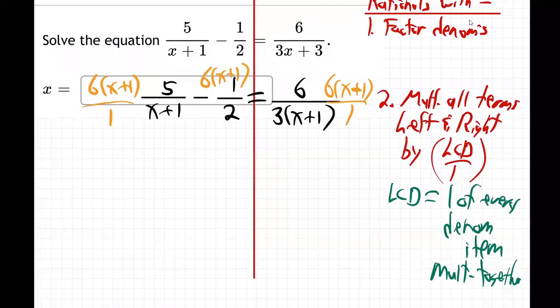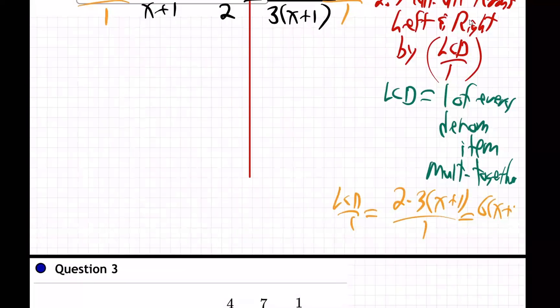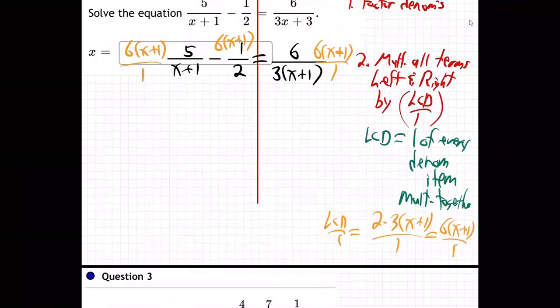This making sense? See where I got the 6? Because I did 2 times 3 times x plus 1. The LCD over 1 is 2 times 3 times x plus 1. In other words, 6 times x plus 1 over x plus 1. So the common denominator is 1 of everything. 1 of every denominator piece. And then what do you do on the next step?